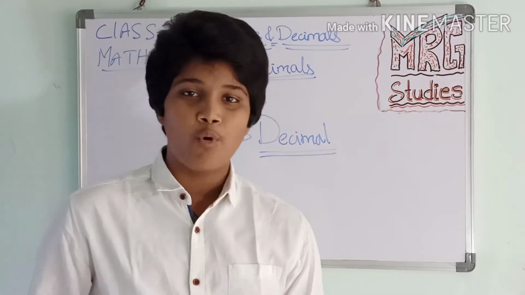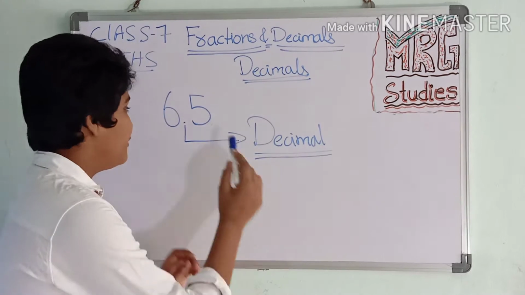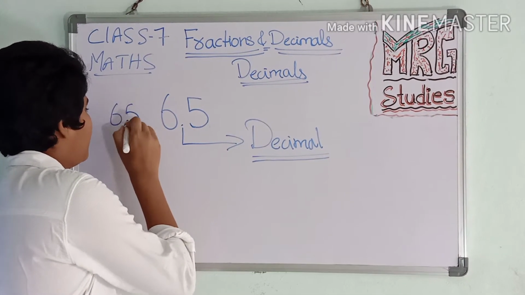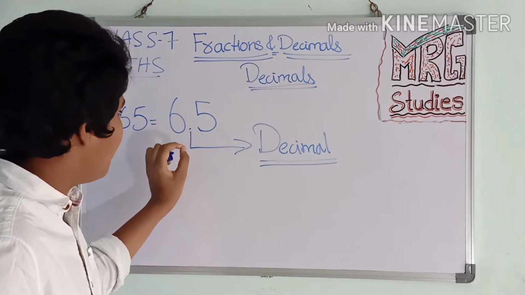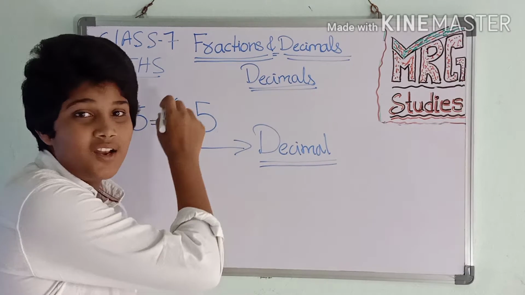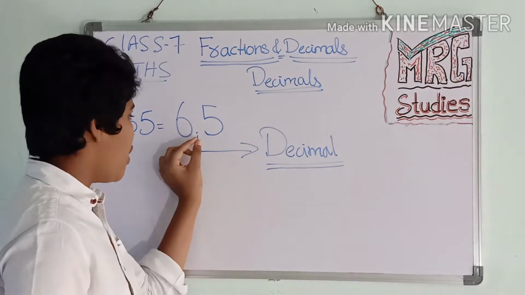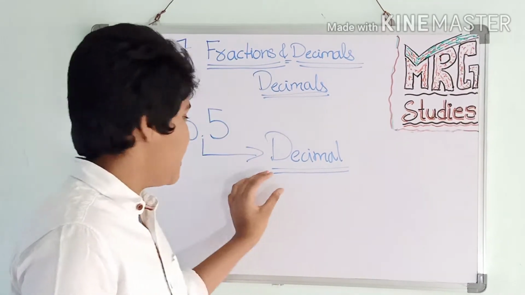What is a decimal? A decimal is nothing but a point kept between two numbers. See here, this is 65, and when we keep one point between them, this is a decimal. Then what will we call it? 6.5. So when we keep a point between two numbers or any three numbers, that is called a decimal.